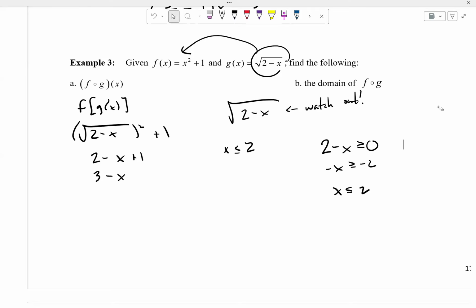What did you do, Brisa? It's negative infinity, comma 2, bracket. That's why I got it.